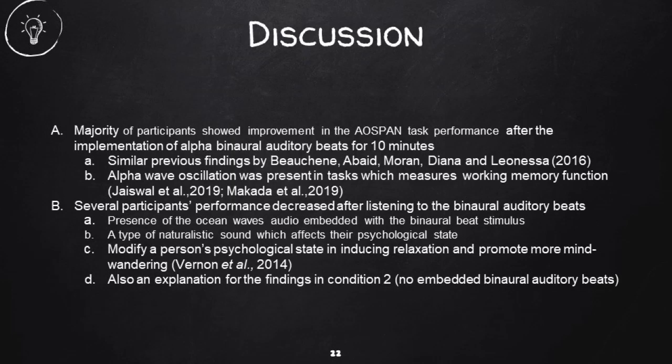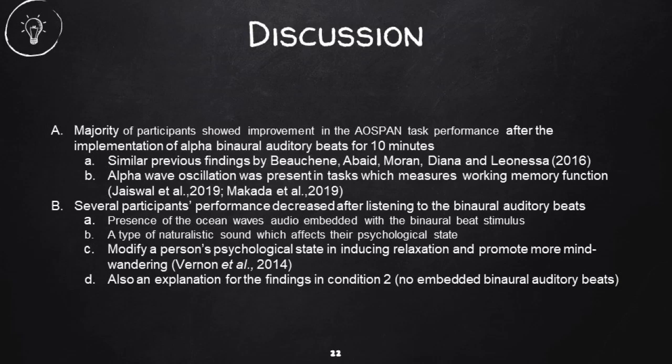The objective of this research was to observe the effects of alpha binaural auditory beats on working memory of young adults using the automated operation span task. It was hypothesized that there would be an improvement of performance in the working memory task after the implementation of binaural auditory beats. Based on the results, the majority of participants showed improvement in the task performance, as observed in the score increment after the implementation of alpha binaural auditory beats for 10 minutes.